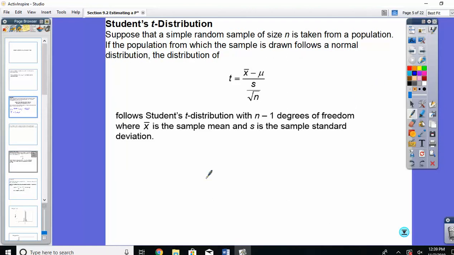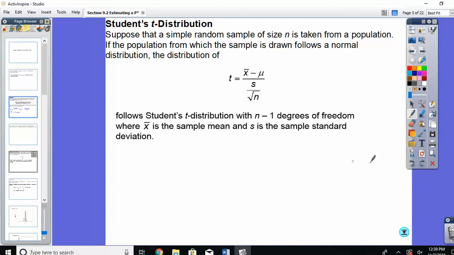Now, this one is different. We are going to be using the t distribution. Everything we've done for a long time has been all about the normal table. We are now going to talk about the t distribution.